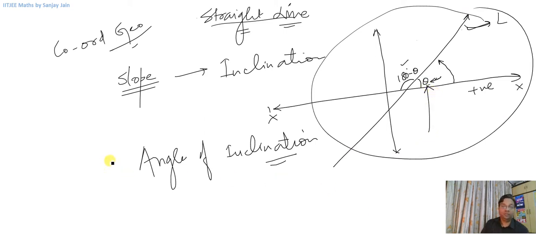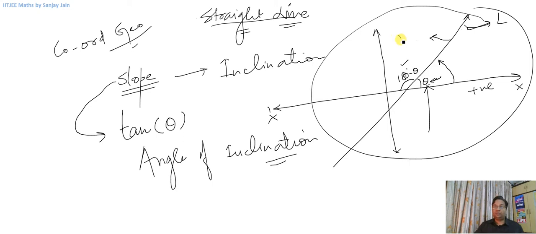All right, now what is slope? Slope of a line is just the tan of the angle that this line makes with the positive direction of x-axis in anti-clockwise sense. That is tan of angle of inclination. So the slope of this line L is tan theta, and slope is also denoted by the letter m. So m is equal to tan theta for this line.